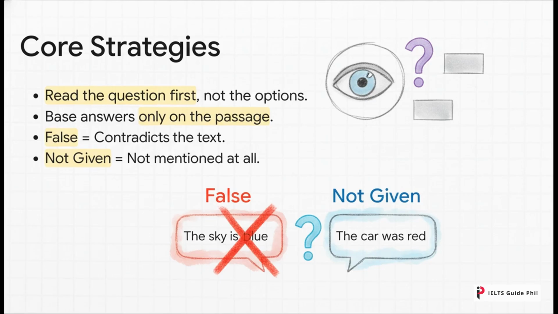Now here's where this strategy really kicks in. For multiple choice, always read the question stem first. It focuses your brain before you get confused by the options. And for the others, understanding the difference between false and not given is everything. For example, if the text says the car was red, a statement saying the car was blue is clearly false. But what about a statement that says the car was fast? Well, that's not given. The text doesn't say anything about speed at all. See? It's a logic puzzle.